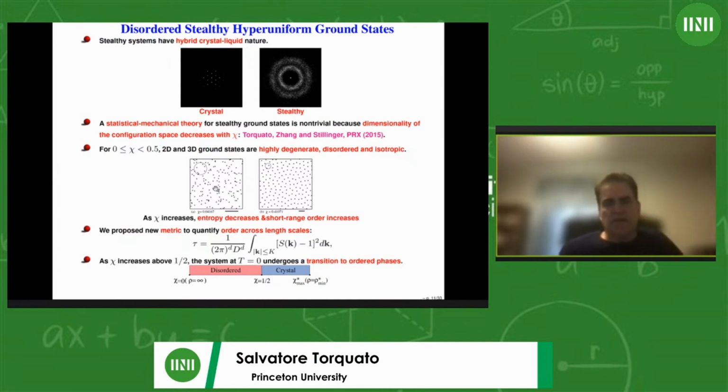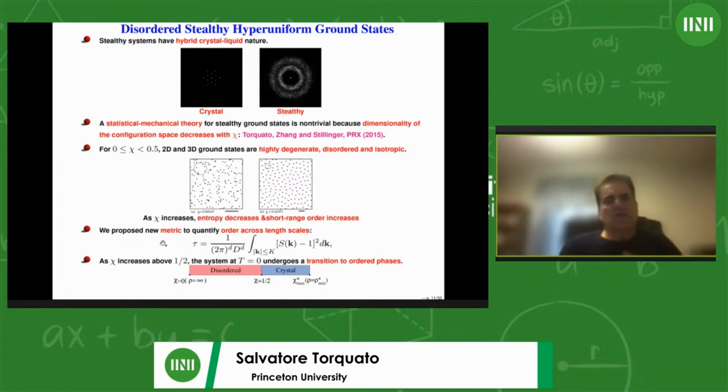Okay, so anyway, here is a picture of a configuration when chi is relatively small, 0.04. This is a stealthy system, and here's an example of a system where chi is much larger, 0.41. Now you can see that as chi increases, as it turns out, the entropy of the system decreases, and the short range order increases. So not only are you controlling the large scale density fluctuations, you're actually controlling also what is occurring at intermediate length scales as chi becomes larger and larger.